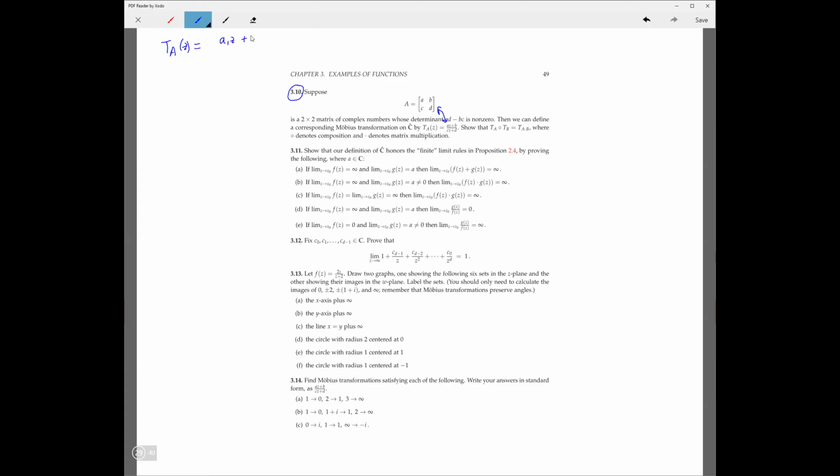And maybe that will be A1Z plus B1, and then C1Z plus D1. And then if you have a T sub B, okay, T sub B of Z, then you can make that A2Z plus B2 over C2Z plus D2. Okay, so what you need to do to show this is the following.